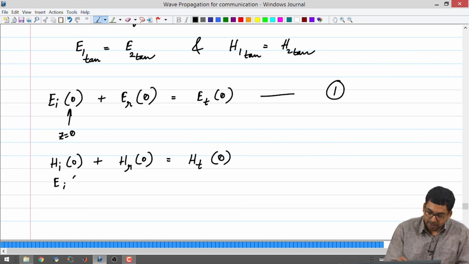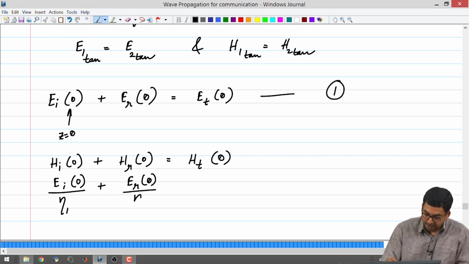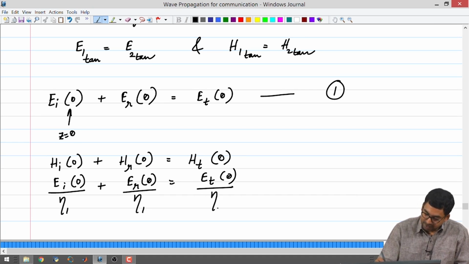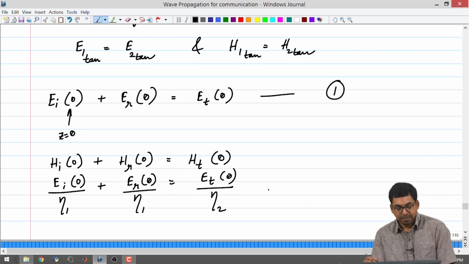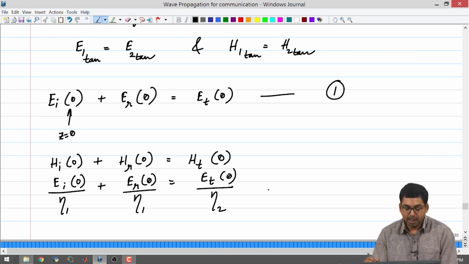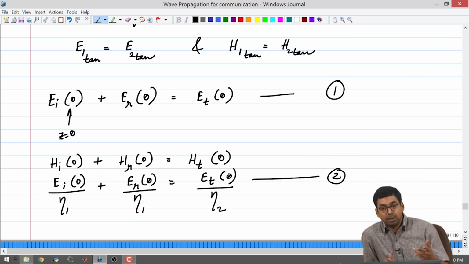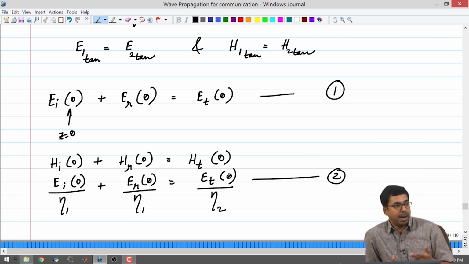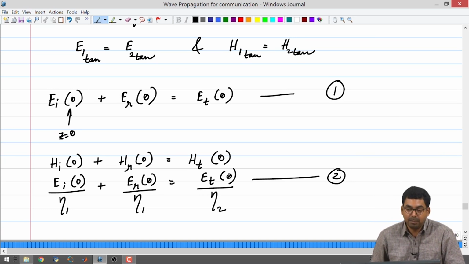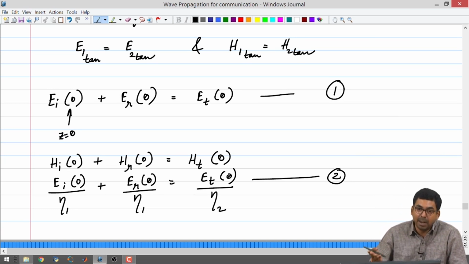Since it is using another variable, we could always substitute for Hi, Hr as Ei of 0 divided by eta 1 plus Er of 0 divided by eta 1 is equal to Et of 0 divided by eta 2. Then if you consider that Ei, Er, Et are your variables, you have two equations and 3 unknowns, so you cannot find all the unknowns. What we were interested in finding are Er divided by Ei and Et divided by Ei.